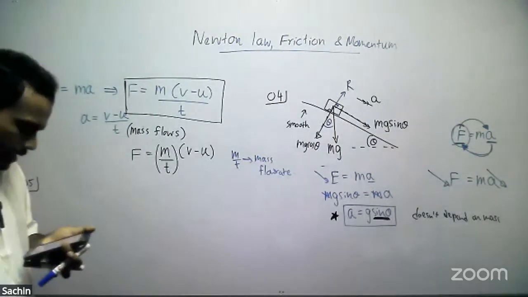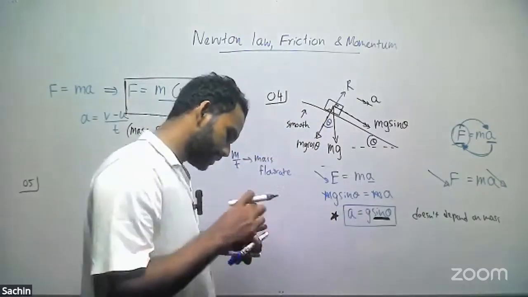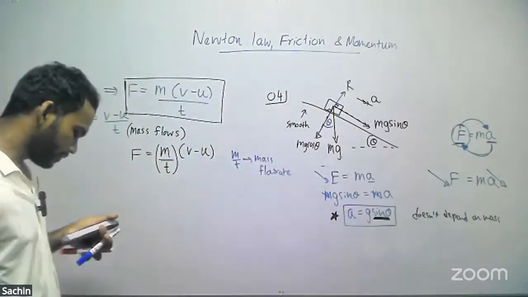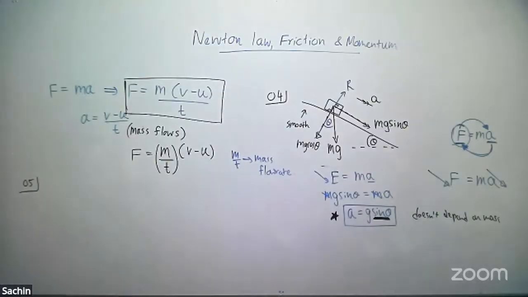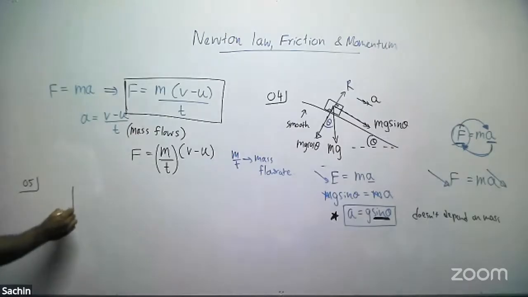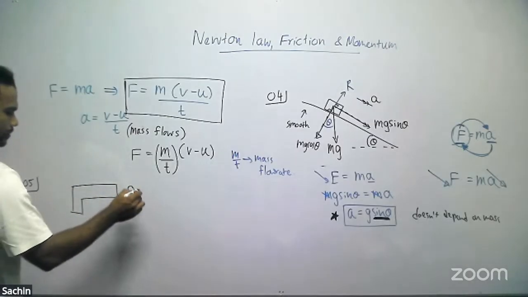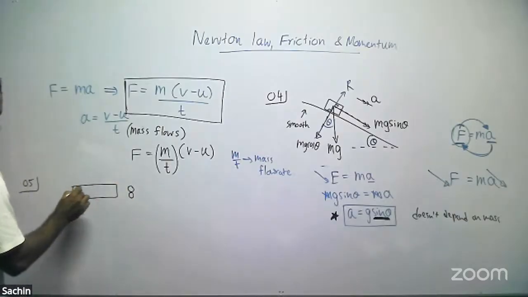A machine gun shoots 5 bullets per second at velocity 1000 meters per second. If a bullet weighs 5 gram, calculate the force required to hold the gun while firing. Okay. So there is a machine gun firing bullets. All these bullets are at rest initially.